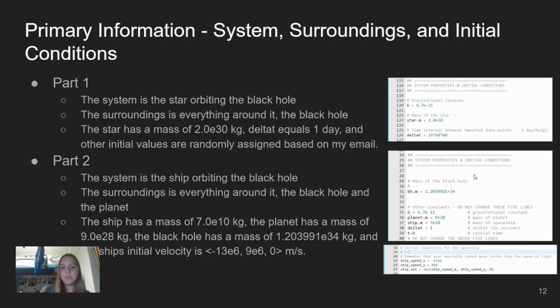In part 2, the system was the ship orbiting the black hole. The surroundings was everything around it, which was the black hole and the planet. The ship had a mass of 7.0e10 kilograms, and the planet has a mass of 9.0e28 kilograms. The black hole had a mass of 1.203991e34 kilograms, and the ship's initial velocity that I used that was successful was negative 13e6 in the x direction and 9e6 in the y direction.